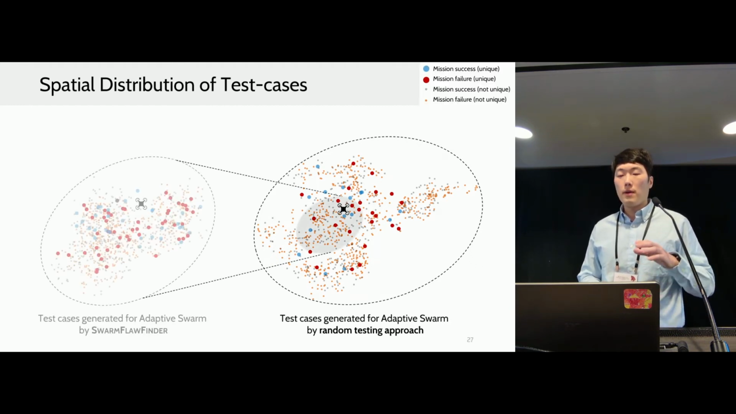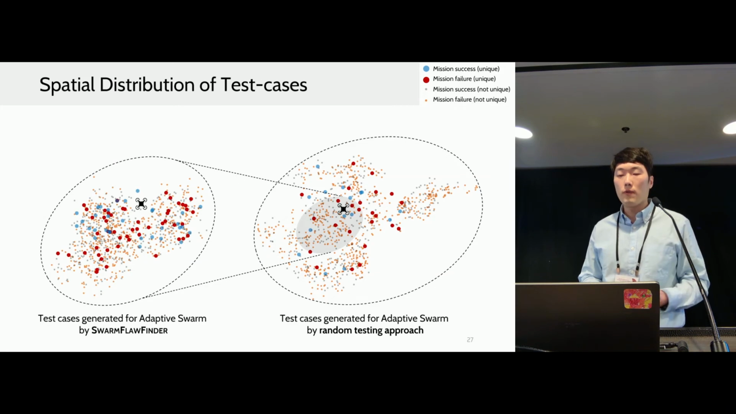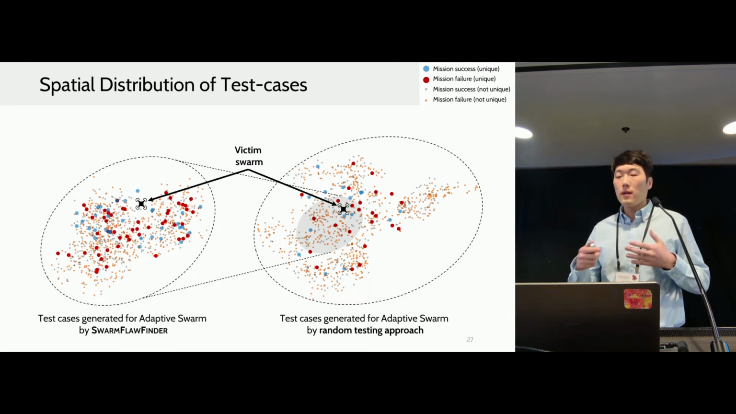And this is a spatial distribution from SwarmFlawFinder, and this is the victim swarm location. You can see random testing distribution is way more spread out, and this shaded area is what SwarmFlawFinder tests. From this, we observed that our approach can focus on smaller but more promising data.